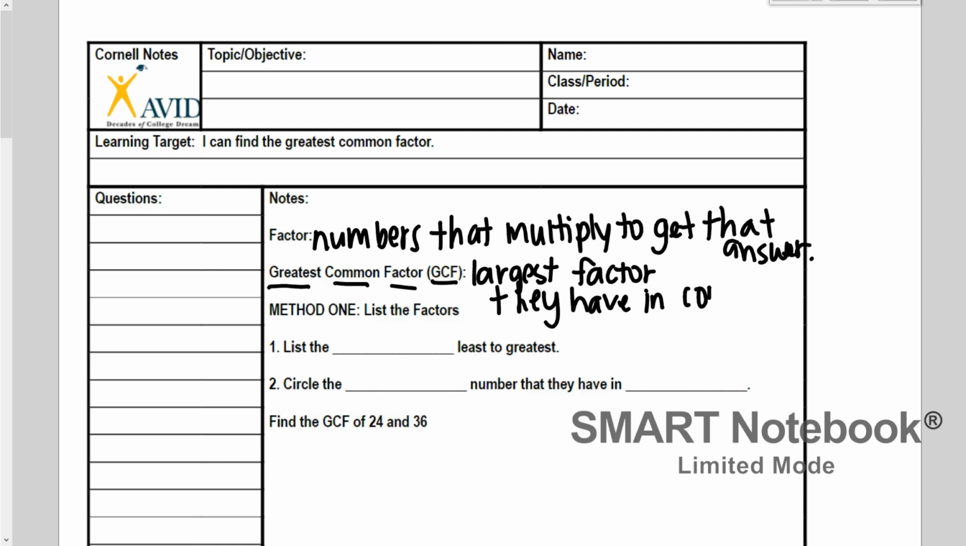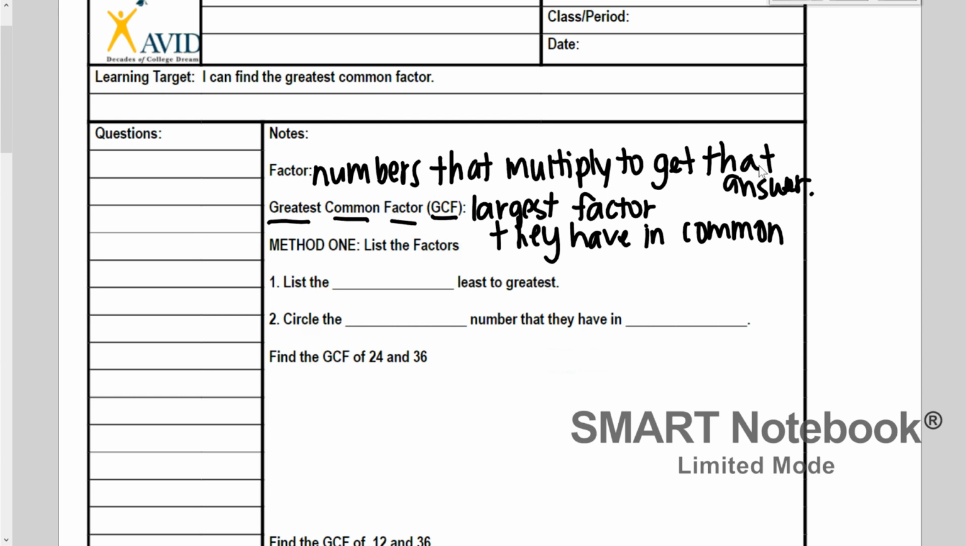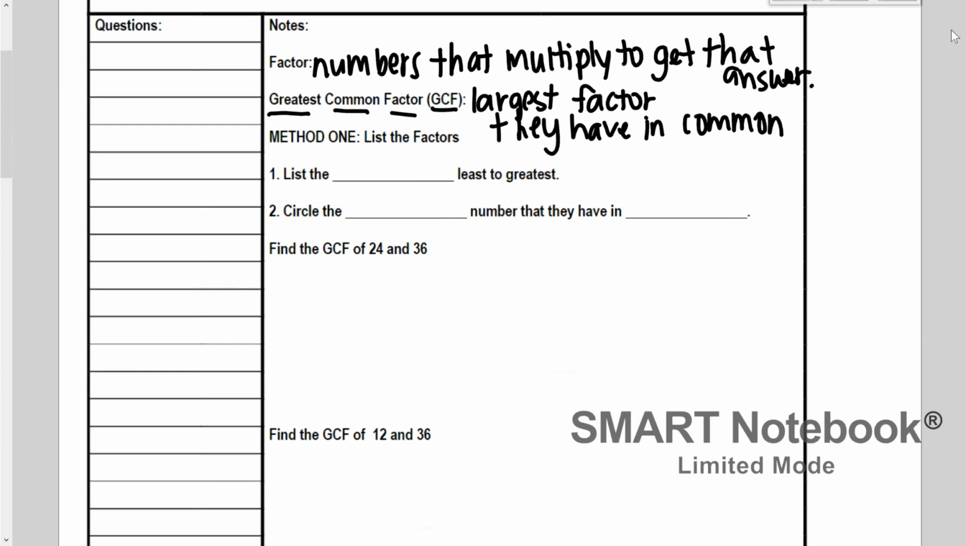And today I'm going to show you 2 different ways to find the greatest common factor. The first method is just listing the factors. We would list the factors least to greatest for each number. If we're doing this first example, we'd have 24 and 36. The way I like to list factors is by doing a factor rainbow. What that means is I like to list them as pairs.